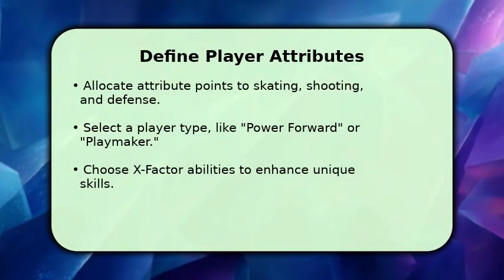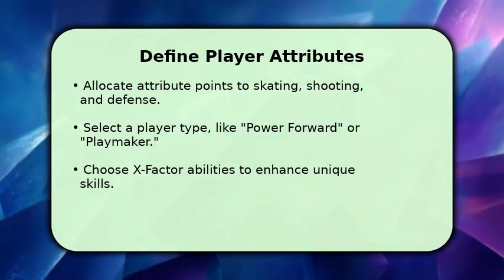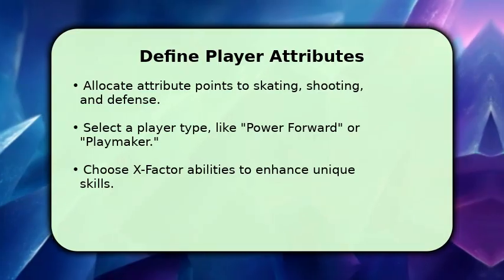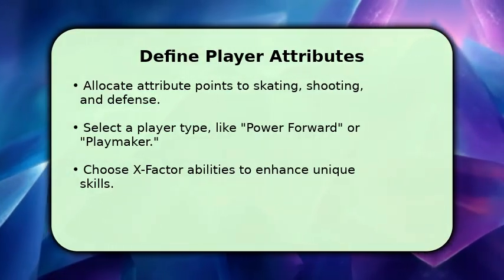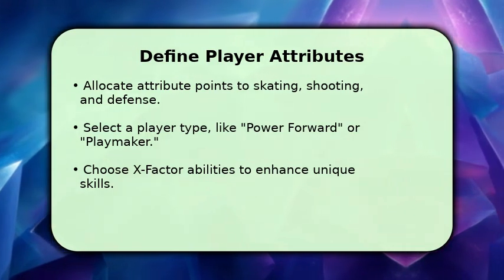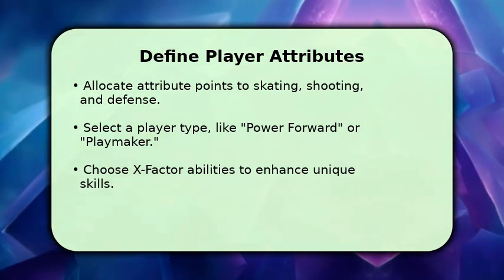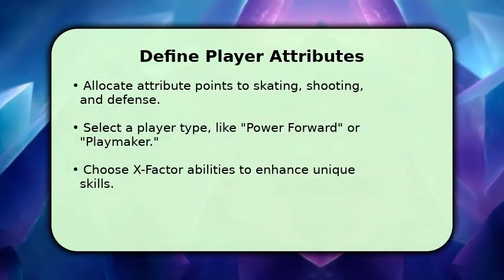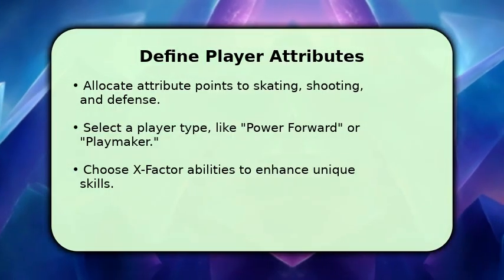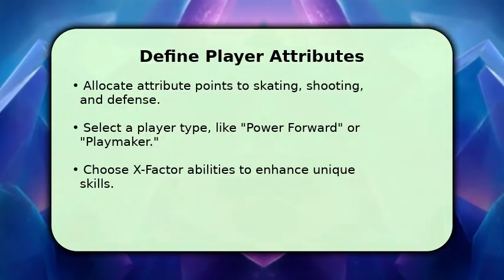Now, let's define your player's on-ice abilities. You'll allocate attribute points across key categories such as skating, shooting, and defense, shaping their strengths. Select a player type, perhaps a power forward or a playmaker, to define their role. Finally, choose up to 2 X-Factor abilities to give them unique, game-changing skills that stand out.